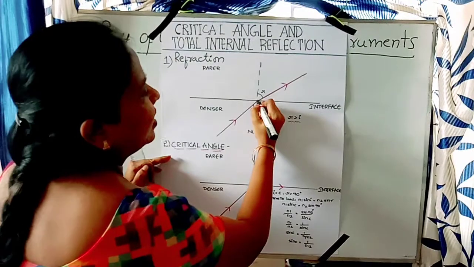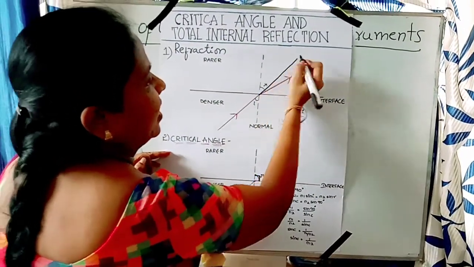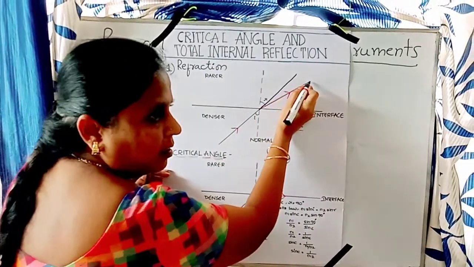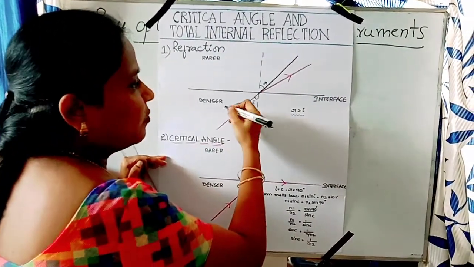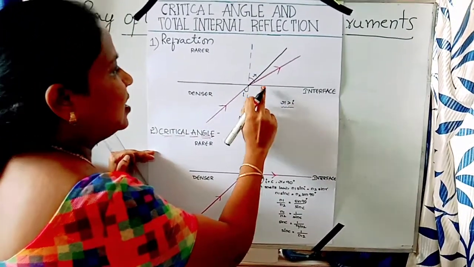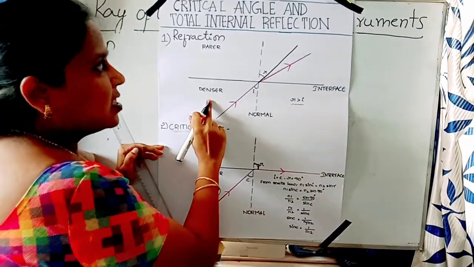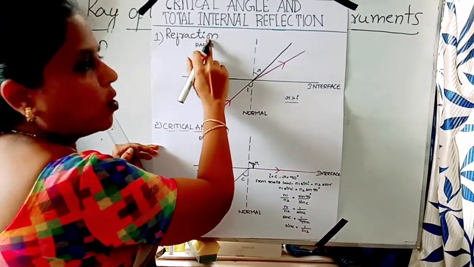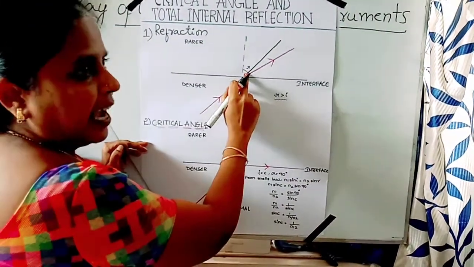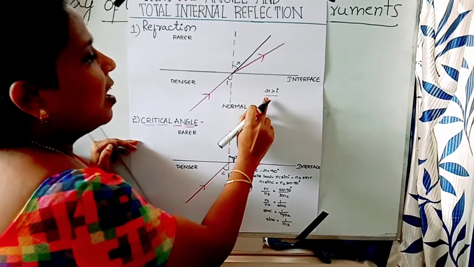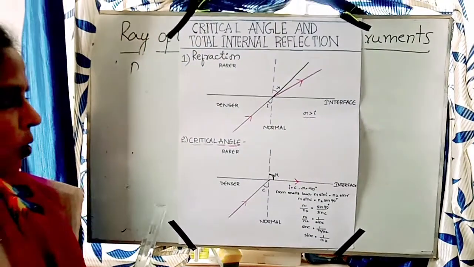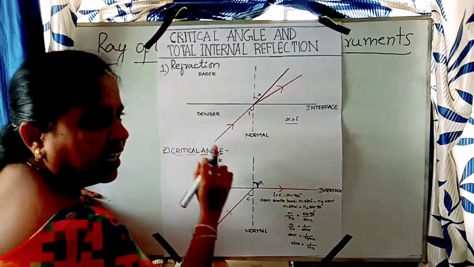Suppose here the light travels straight, but here the light ray is bending because it passes from denser medium to rarer medium. So bending of light which passes from denser medium to rarer medium is called refraction. And I is the angle of incidence, R is the angle of refraction, but here R is greater than I. This is about refraction. Now we will discuss critical angle.